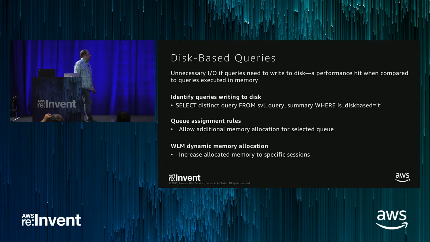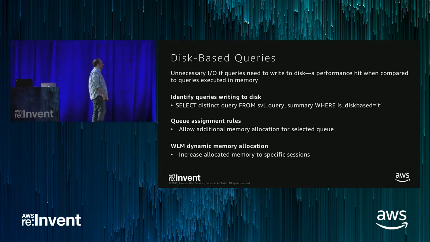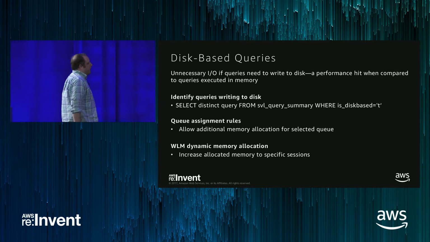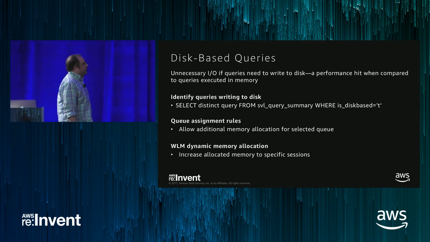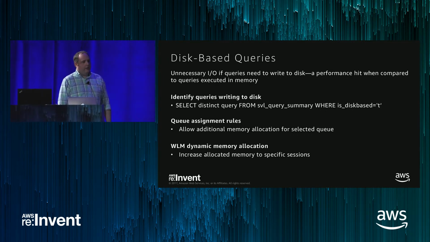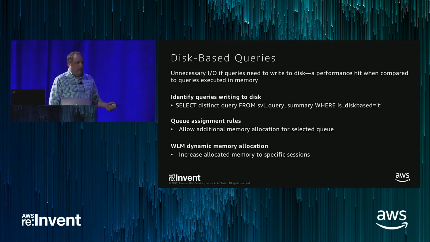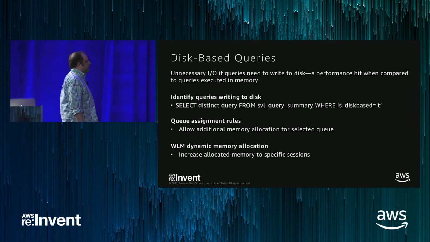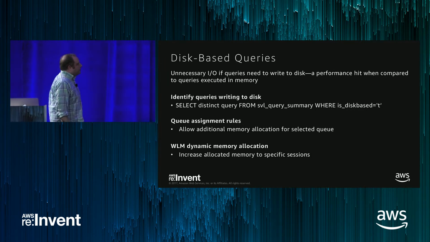Next, we have disk-based queries. Obviously, disk is slower than memory. So there's a script, or a query, that I've written up there that will identify any of the queries that you have that are disk-based. You want to optimize those and either increase the memory in the WLM queue, which I'll talk about a little later, or maybe it's just not an optimized query and you can take a look and see how to optimize it. There's also queue assignment rules that I just mentioned.